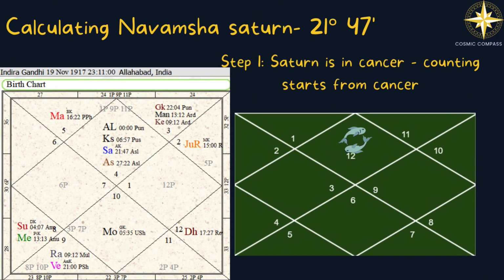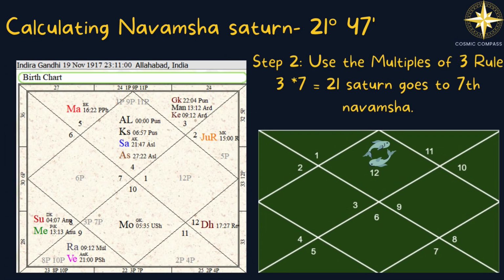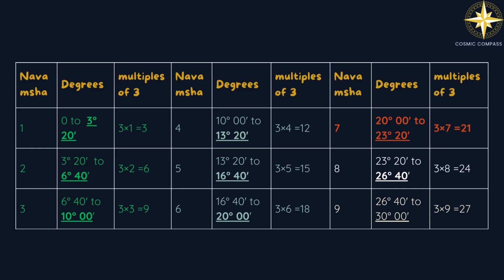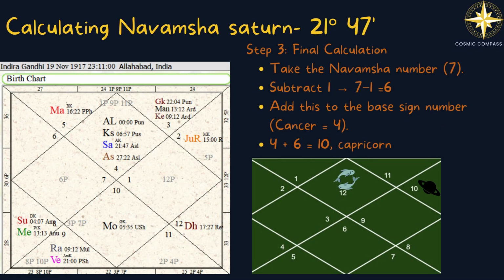Calculating Navamsha Saturn, 21 degrees 47 minutes. Step 1. Saturn is in Cancer. Counting starts from Cancer. Step 2. Use the multiples of 3 rule. 3 times 7 equals 21. Saturn goes to 7th Navamsha. Step 3. Final calculation. Take the Navamsha number 7. Subtract 1. 7 minus 1 equals 6. Add this to the base sign number, Cancer equals 4. 4 plus 6 equals 10, Capricorn.